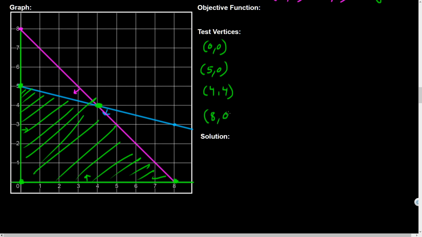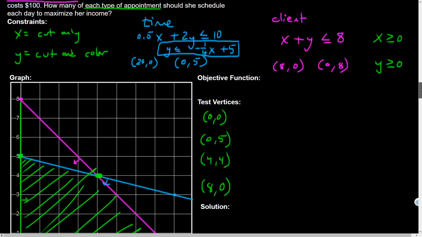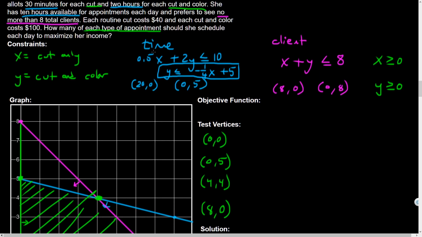It's not a bad idea to think about these scenarios. So 5, 0, or no, I wrote that one wrong. 0, 5, guys. And then the 4, 4. So 0, 5 would be if she only did cut and colors. 8, 0 would be if she only did haircuts, right? Even this sort of optimization could inform her business decisions, whether she stops doing one of those things or charges more money, right? Something like that. So let's see, cut only costs $40 and cut and color costs $100.